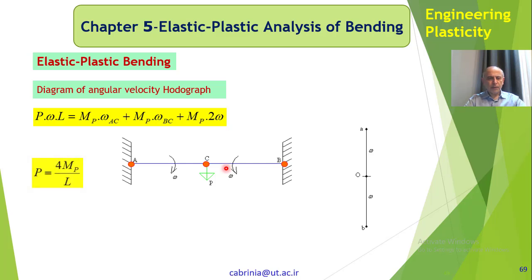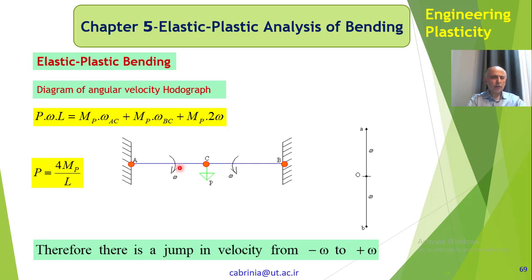That was the collapse load that we obtained. Therefore, there is a jump of velocity from minus omega to plus omega, as I said. So 2 omega is the velocity discontinuity, because the velocity is constant here, but it suddenly changes from plus omega to minus omega, moving from left to right, from minus omega to plus omega. So a magnitude of 2 omega, the velocity changes.